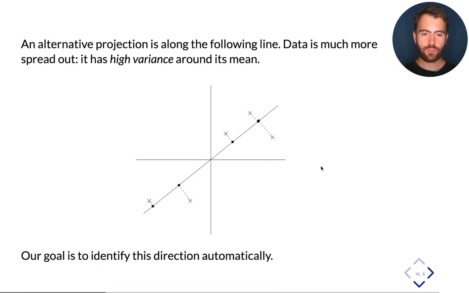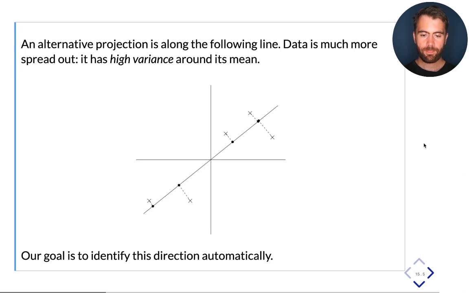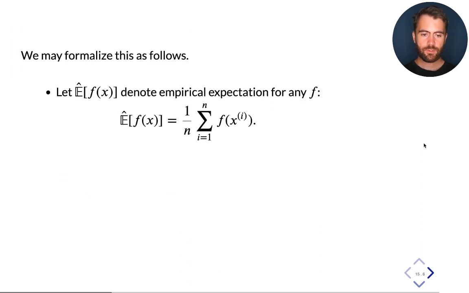An alternative approach is to project along the following lines. And now our points here, which are in black, have high variance. The mean is somewhere here near 0, but the data is much more spread out along this direction. And our goal is to identify this high variance direction automatically from data. So let's define what it means mathematically to have high variance, and then we're going to derive an objective for this definition.